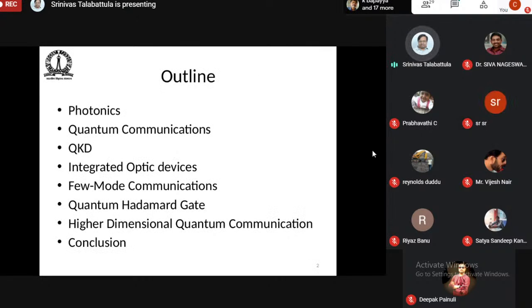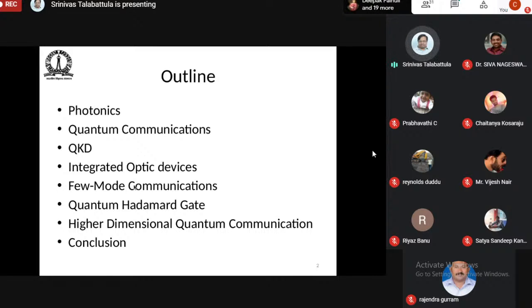So this is a brief outline of my presentation. We'll start with the role of photonics in quantum communication and computing. Then we'll take up some examples and see how you can implement them optically. Then we'll deal with devices, photonic chips, optical chips on the substrate. And then there's a new idea called few-mode communications that people are using to enhance the bandwidth in traditional optical communication systems. Then you can extend it to quantum communications.